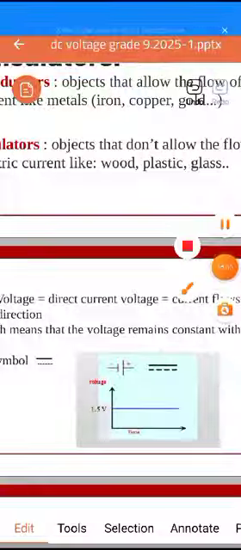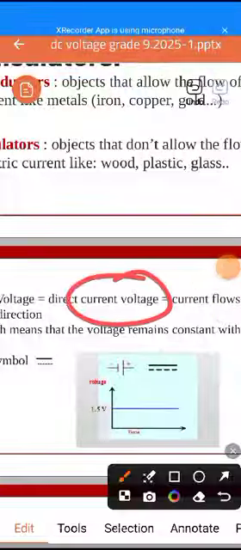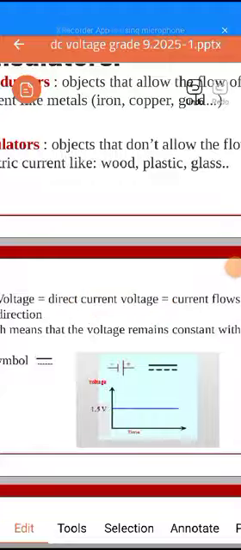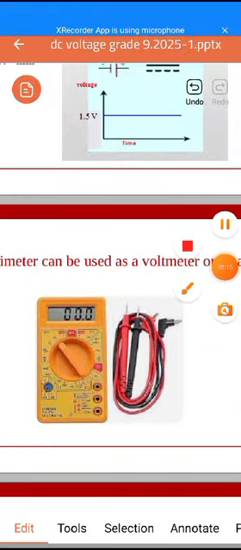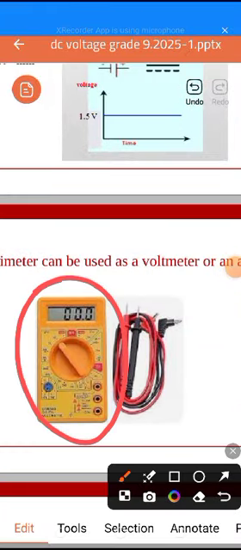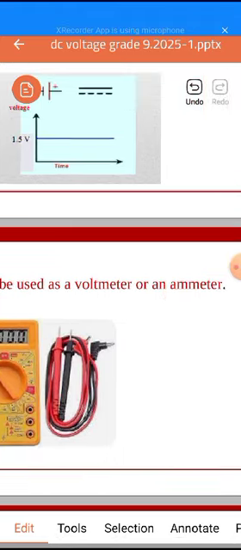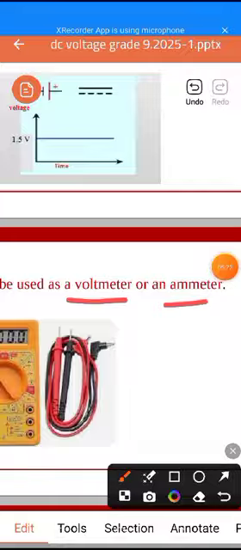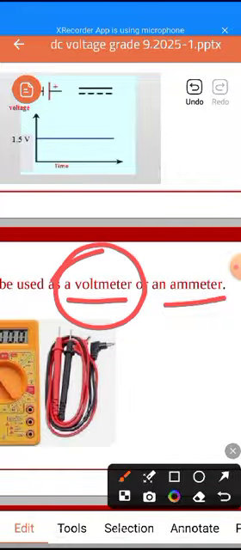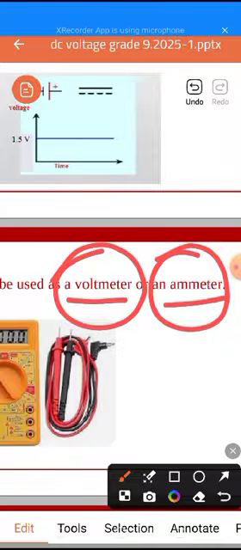So in order to measure the current and the voltage, we need a device to measure them, and it's called the multimeter. This is a multimeter. The multimeter is a device used for measurement to measure the voltage and the current. So the multimeter is a device that can be used as a voltmeter to measure the voltage or an ammeter to measure the current. It's called multimeter because it has many functions, and meter, it ends with meter because it's a device for measurement.